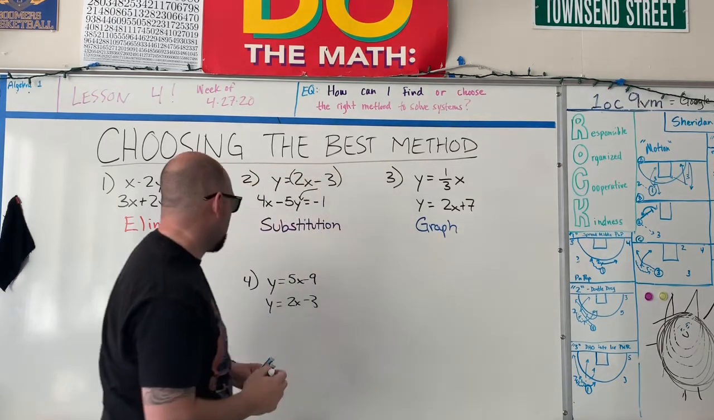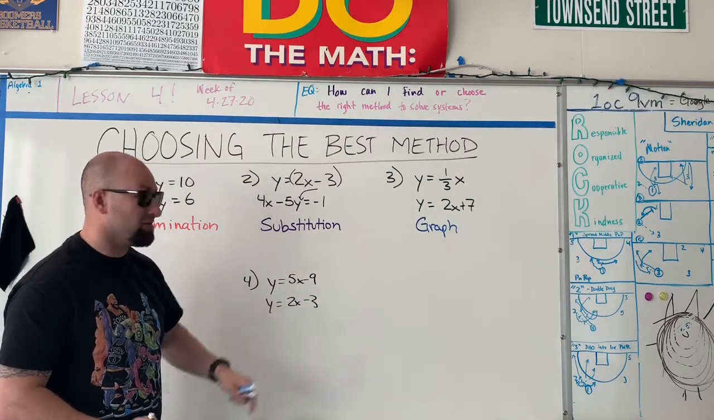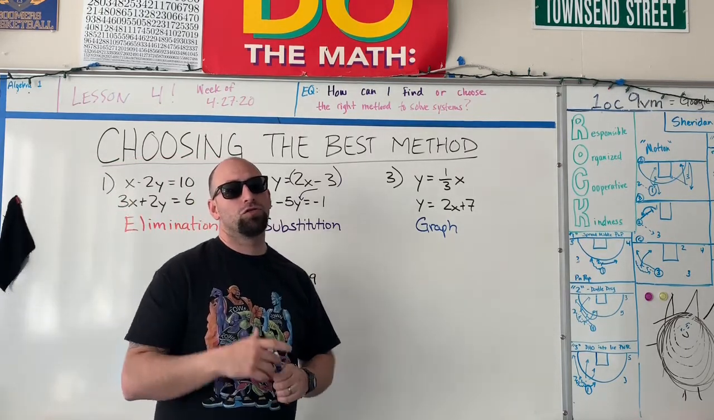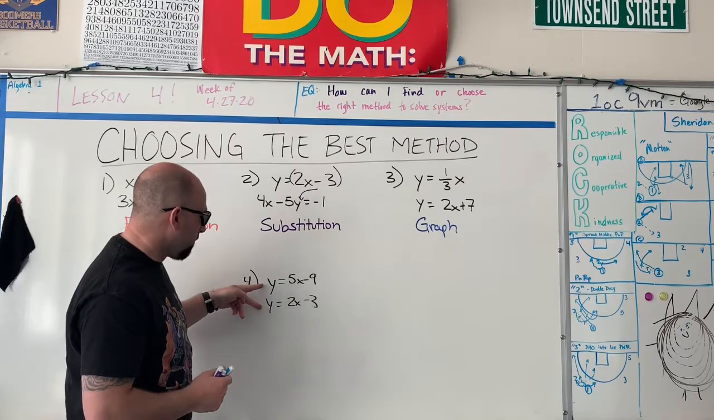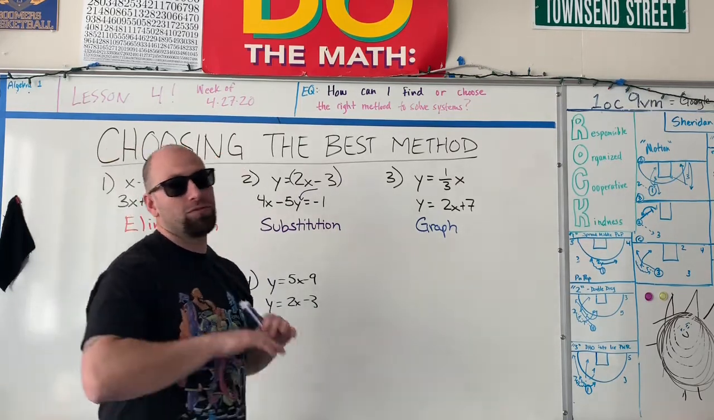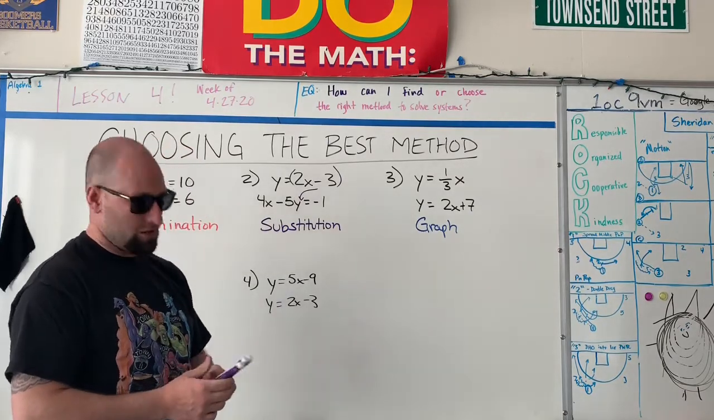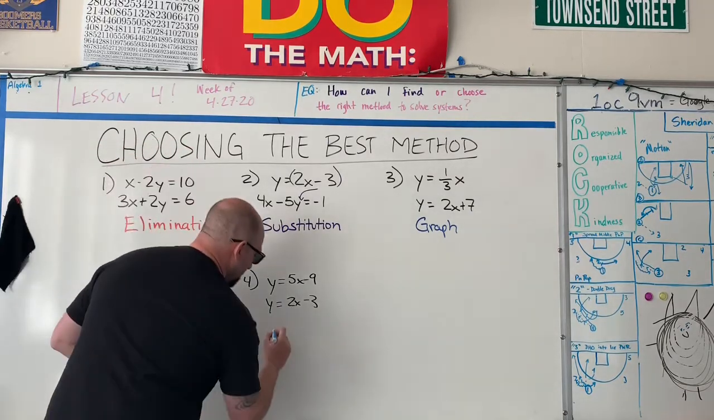Okay, and then the last one, we've got y equals 5x minus 9 and y equals 2x minus 3. Those are two slope-intercept forms where we have the y isolated on one side of the equation, and it just seems to me that those would be very easy to throw into a table and see where the solution is. So I would use the table method on this one.